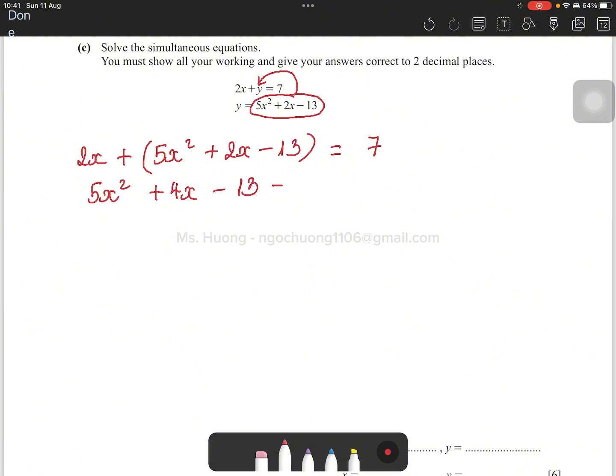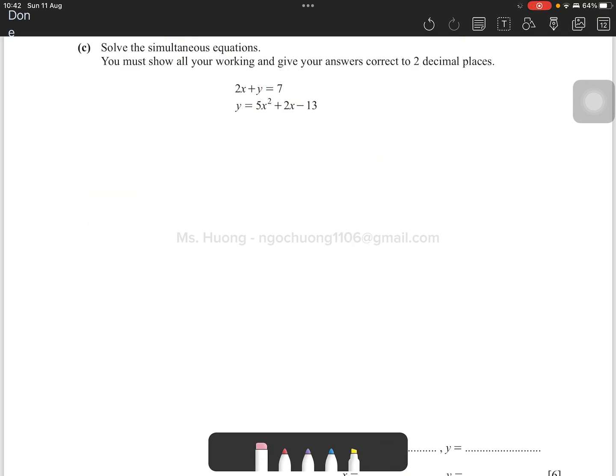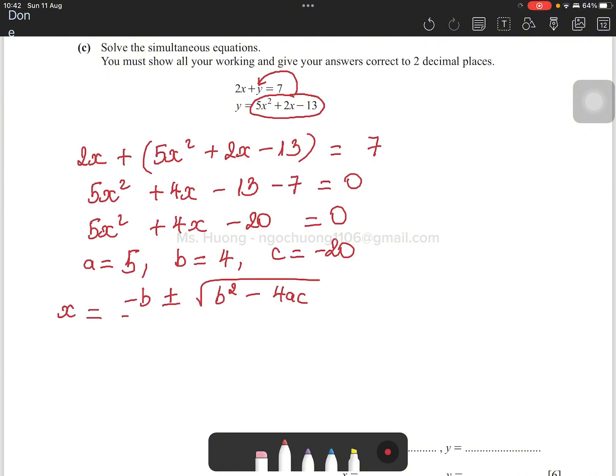I will subtract both sides by 7. So this becomes 5x squared plus 4x minus 20 equals 0. And this is a quadratic equation where the coefficient of x squared is 5, the coefficient of x is 4, and the constant is negative 20. So according to the quadratic formula, x is equal to negative b plus or minus the square root of b squared minus 4ac all over 2a.